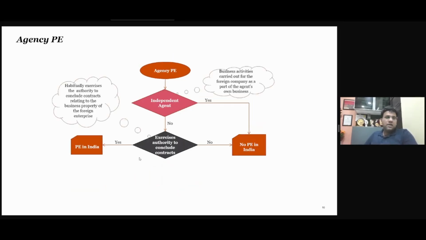Then comes agency PE. We discussed, when it is agency PE, if there is an independent agent, answer is yes, there is no PE. Only if there is a dependent agent and he habitually exercises authority to conclude contracts, then yes, there is going to be a PE.